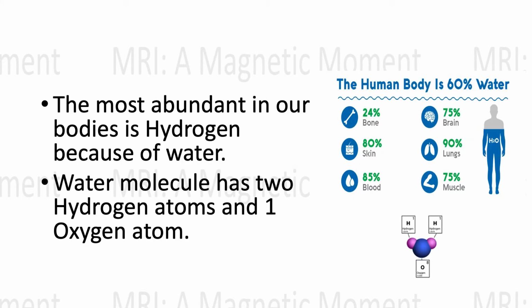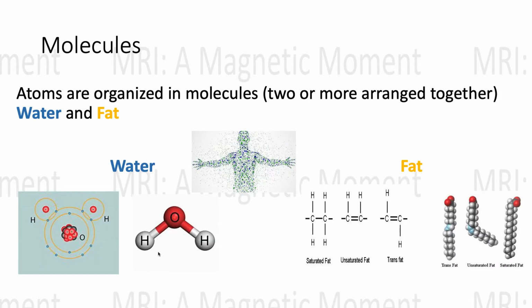So we're going to discuss the human body. The human body is basically 60% water. The reason we discuss so much about water and hydrogen is because that's the element that we'll be utilizing in clinical imaging for MR purposes. And the most abundant in our bodies is hydrogen because of water. A water molecule has 2 hydrogen atoms, as we saw in our earlier example. It has 2 hydrogen atoms that are bonded together with 1 oxygen atom.